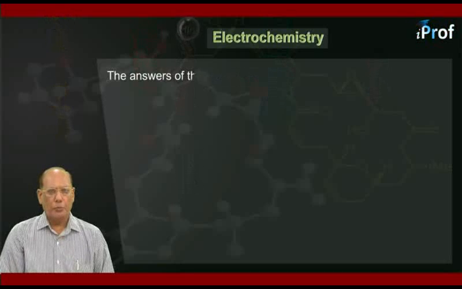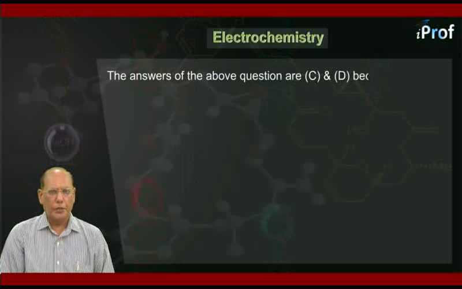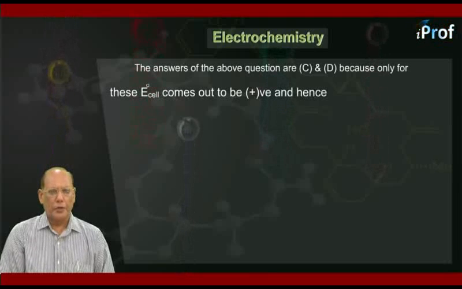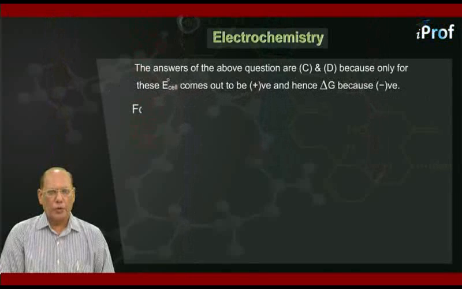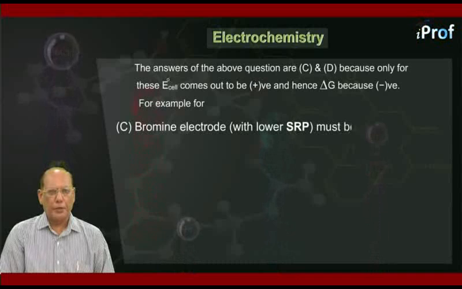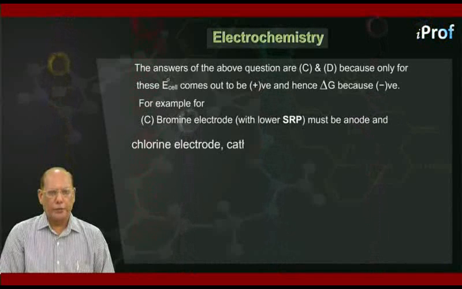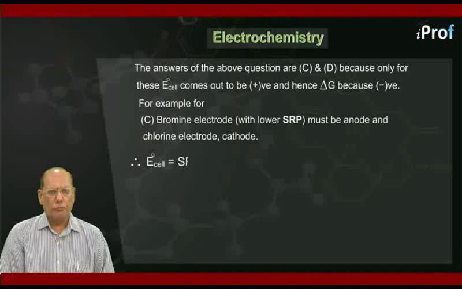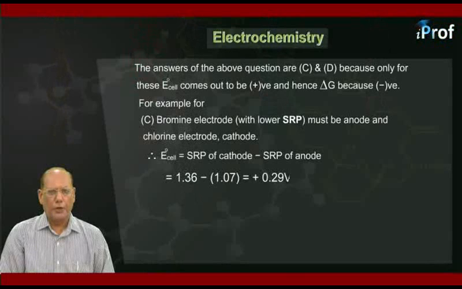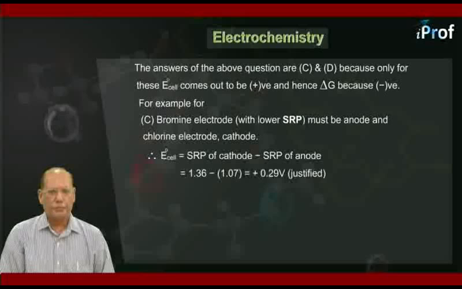The answers of the above question are C and D because only for these E0 cell comes out to be positive and hence delta G0 becomes negative. For example, for option D, the bromine electrode with lower SRP must be anode and the chlorine electrode cathode. So E0 cell, that is equal to SRP of cathode minus SRP of anode, amounts to 1.36 minus 1.07, that's equal to plus 0.29 volt, and that is justified. Therefore, option D is a correct answer.